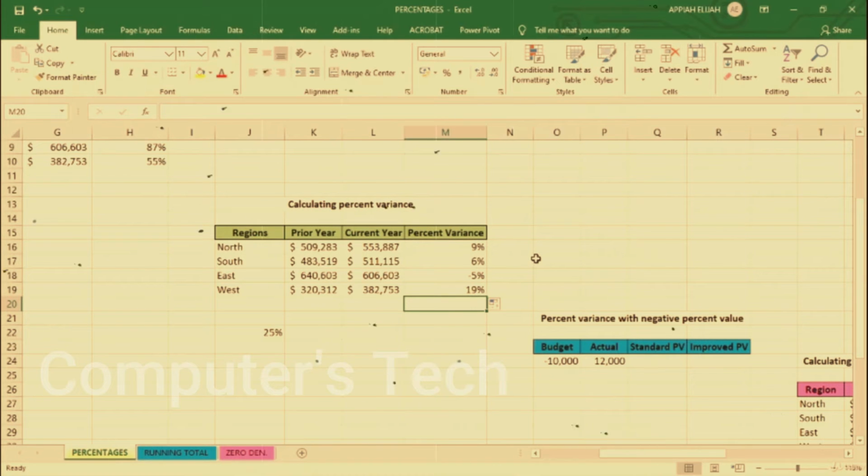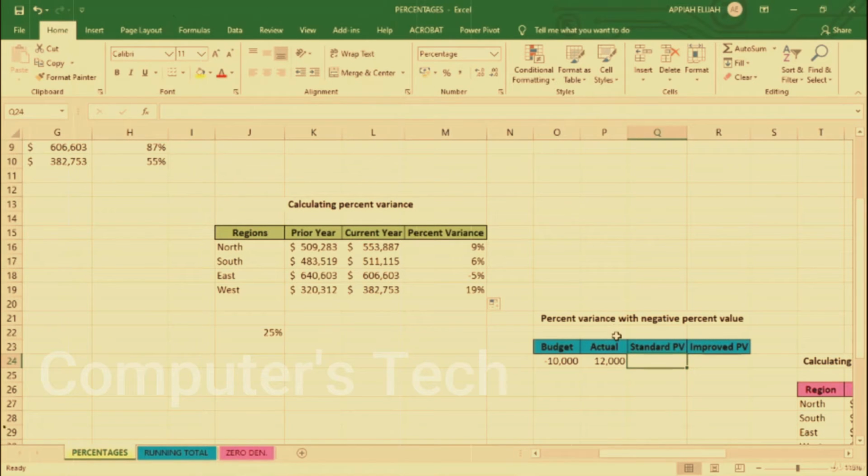But must the percentage value be negative? No, it goes against everything we have studied in our math class. So to fix this, we leverage the ABS function, which negates the negative benchmark. So for instance, if we have something like this, now this over here you see is standard PV. The PV is percent variance, so standard percent variance and improved percent variance.